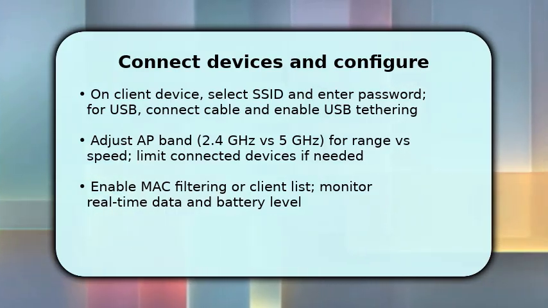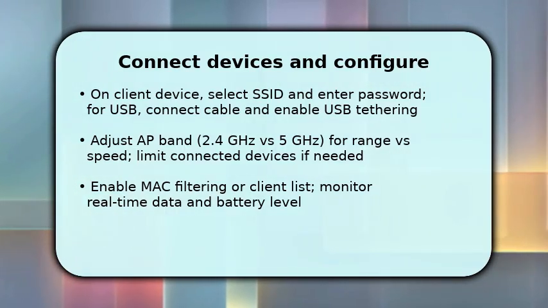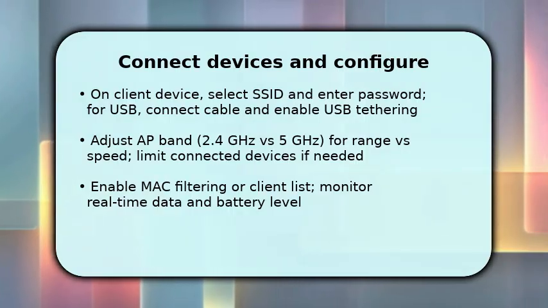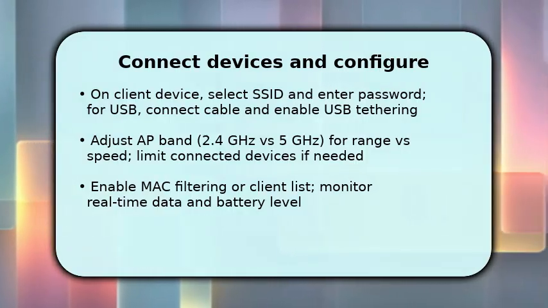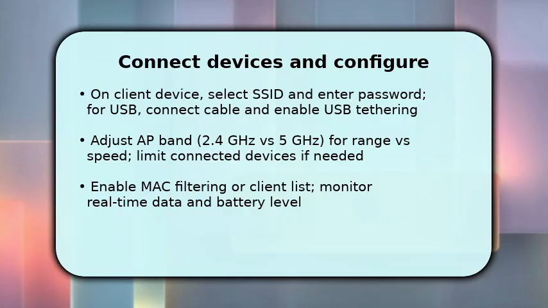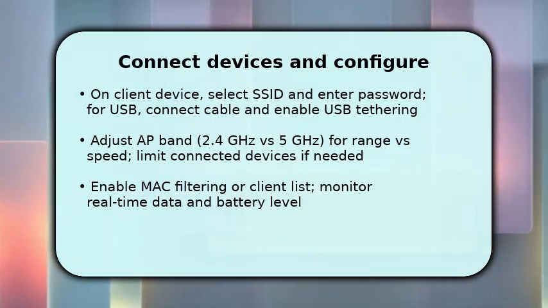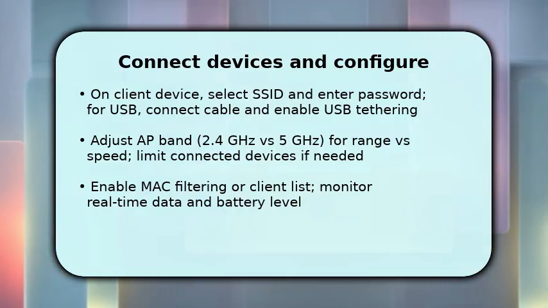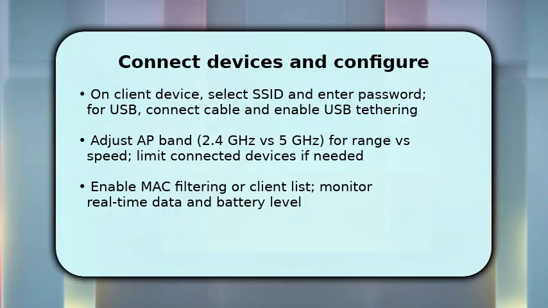Once connected, you can tweak the access point band, choose 4 GHz for range or 5 GHz for speed, so performance matches your needs. Make sure to limit the number of clients and use the client list or MAC filtering to block unwanted devices, and keep an eye on data and battery indicators.